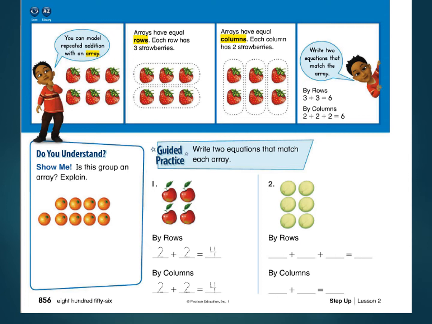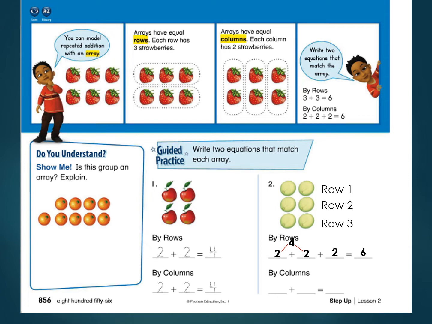Now number 2. How many items are there? Let's solve it by rows. There are 3 rows. Each row has 2 items. So 2 plus 2 plus 2 equal. The first 2 plus 2 is 4. 4 plus 2 equal 6.